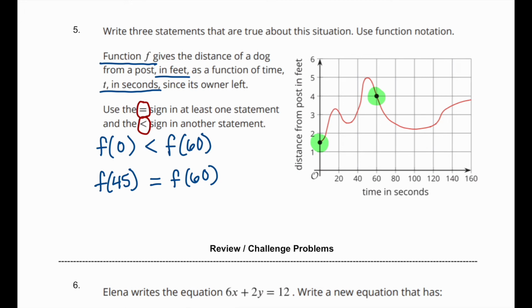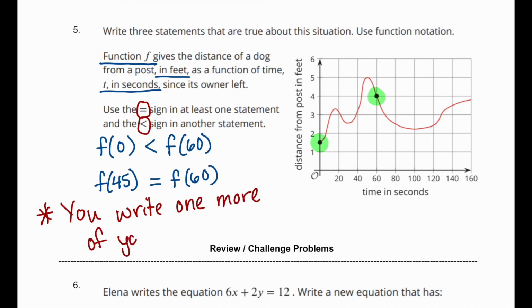And then you are going to write one more of your own. So no third solution on this one. A bunch of the answers are going to be different. So you get to write one more. You can choose any points. You can decide to give a value, but you need to use function notation in your statement.